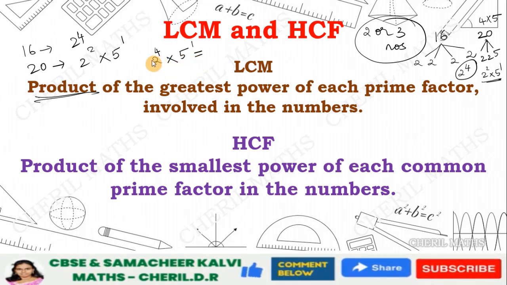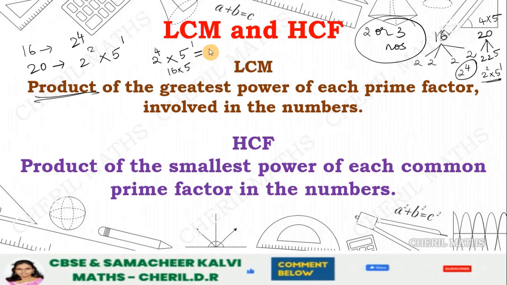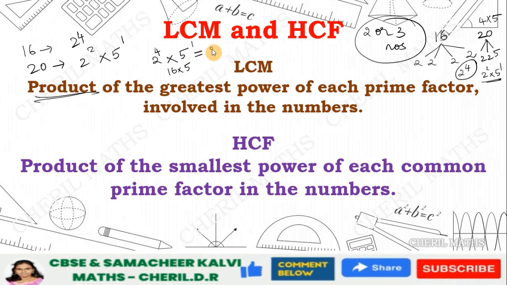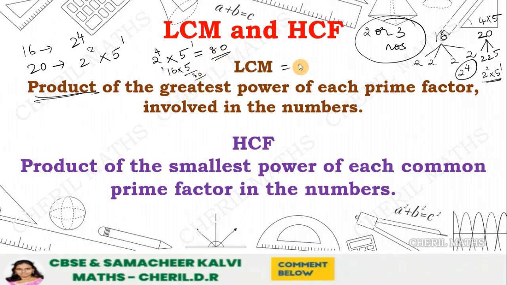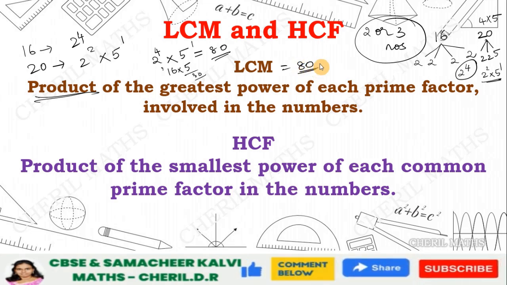So what will it be? It will be 16 into 5, which will be 80. 6 5s are 30, 3 5s are 15, 8. So you have 80. So this is your LCM. Have you understood? Yes. So now, what is your HCF?